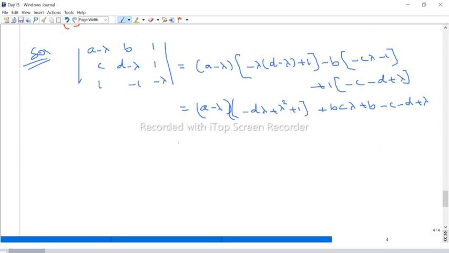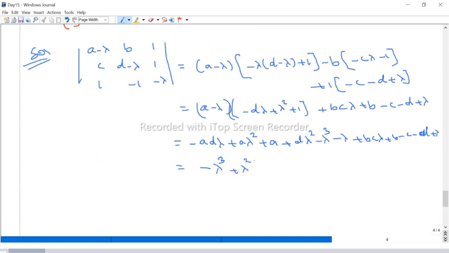Multiply this A minus lambda, so you get minus A D lambda plus A lambda square plus A. Now multiply minus lambda, minus plus D lambda square minus lambda cube minus lambda. Remaining things are BC lambda minus BC minus this plus lambda. Now we can arrange in the decreasing order, minus lambda cube. Then what is then lambda square? If you take lambda square outside, so what will you get? A plus D. Only 2 terms.